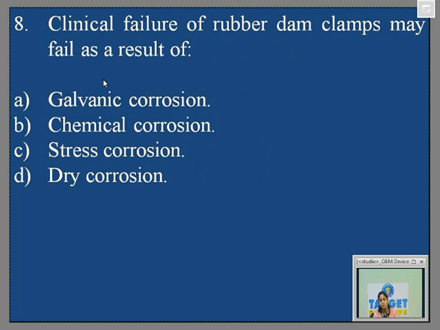Clinical failure of rubber dam clamps may occur as a result of this. We have already discussed. Three things I said about shade matching: 20 seconds; shade tabs are always arranged in decreasing order of value, that is from the lighter shades to the darker shades; and the third one was the squint test. The squint test is used to determine the correct value of a shade. Yes, that is stress corrosion for the clinical failure of rubber dam clamps.